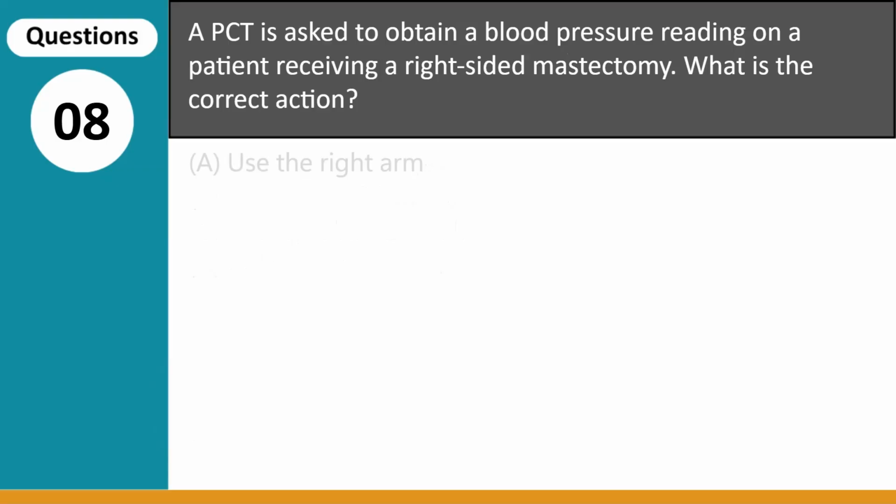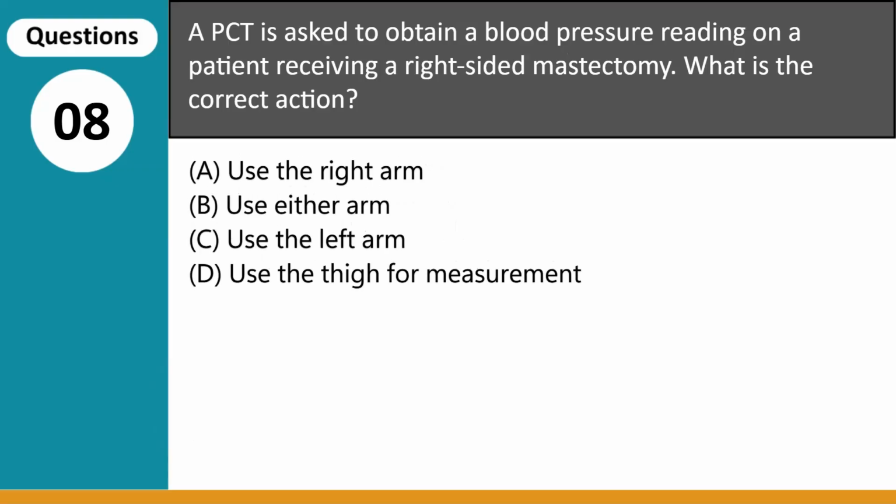A PCT is asked to obtain a blood pressure reading on a patient receiving a right-sided mastectomy. What is the correct action? A. Use the right arm. B. Use either arm. C. Use the left arm. D. Use the thigh for measurement.